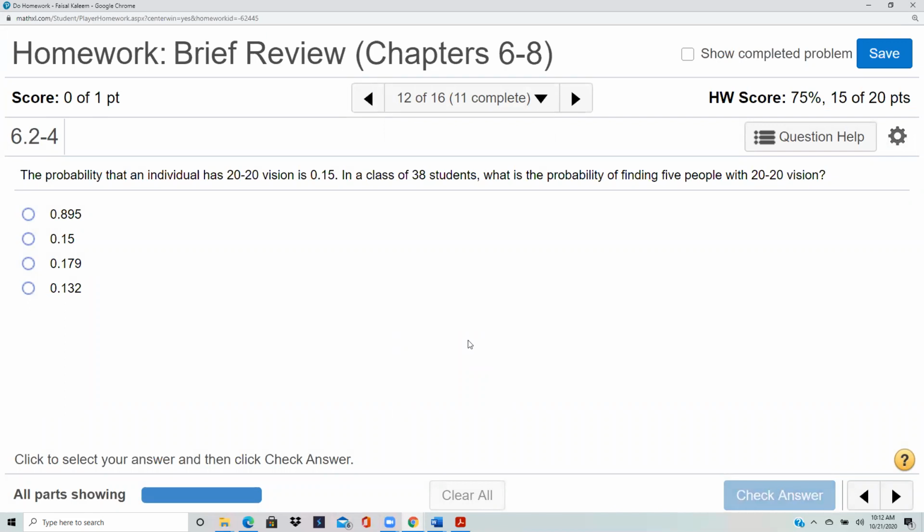The probability that an individual has 20/20 vision is 0.15. In a class of 38 students, what's the probability of finding 5 people with 20/20 vision? So what do you think this is? I think this one might be binomial as well. Very good. Because you either have 20/20 vision or you don't, right? So two possibilities. So tell me the data.